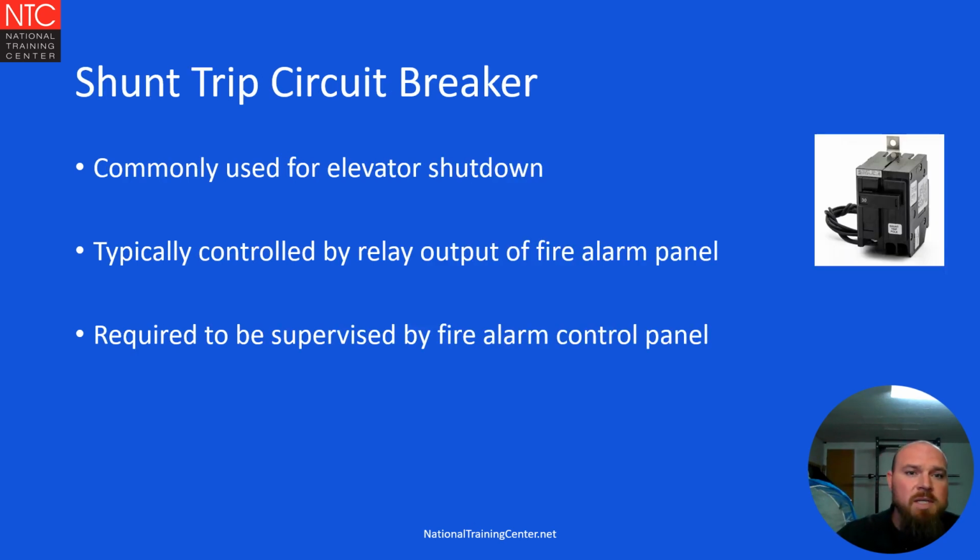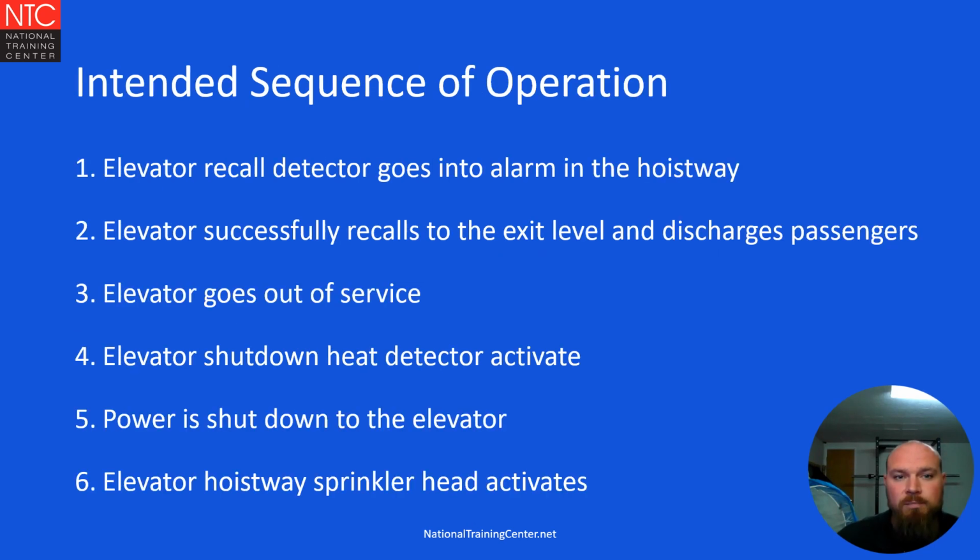Now, the way this is typically going to be performed is through a shunt trip breaker. It's one of the most commonly used devices for elevator shutdown. Typically, the breaker will be controlled by a relay output from the fire alarm panel. It is required to be supervised by the fire alarm control panel so that if anything happens, if there's an activation, the panel is aware of it and can continue to alert with that information.